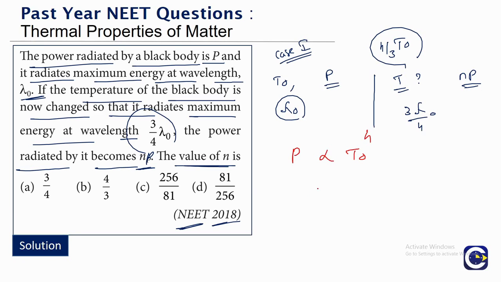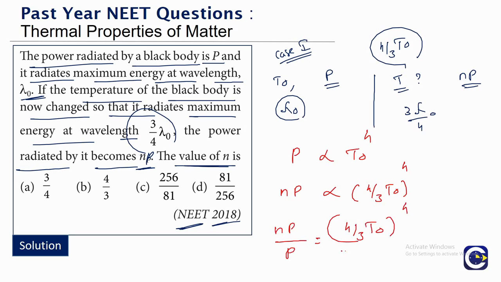T naught power 4. In the second case, the power is N times P, which is proportional to the temperature T dash, that is 4 by 3 T naught, power 4. So if you divide both of them, NP by P is equal to 4 by 3 T naught power 4 divided by T naught power 4. T naught power 4 is cancelled. So we get 4 power 4 by 3 power 4. 4 power 4 is 256, 3 power 4 is 81. So the N value is 256 by 81.